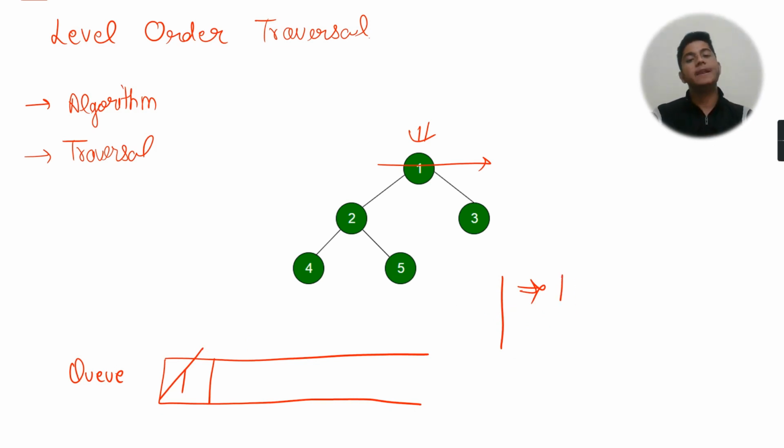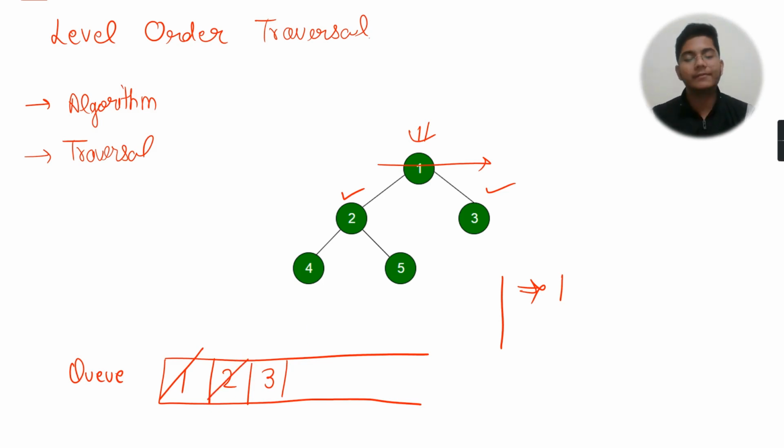Now I check if left of 1 exists or not. Okay, left exists, so I went here and added 2. Now I check if right exists. Yes, right exists, so I add 3. Now I have processed 1 completely. Why? I have popped it out, printed it, and checked if the left exists or right exists. Now, as 1 is processed, the front of the queue is 2.